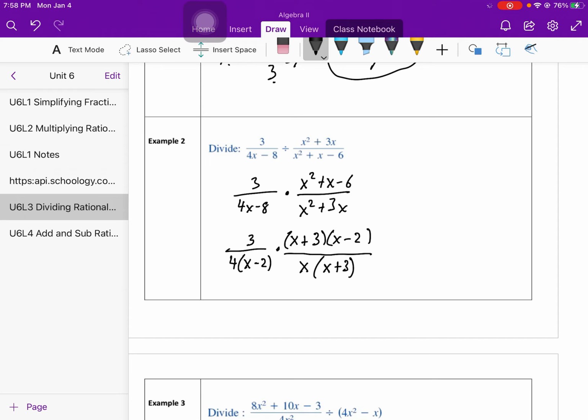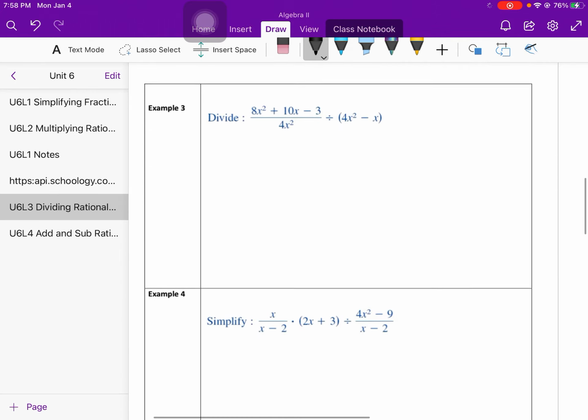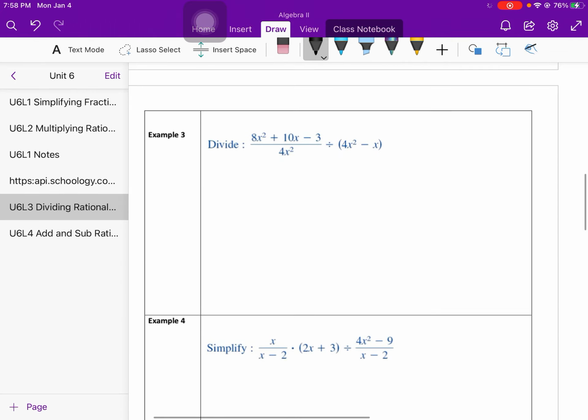So now let's see what we're going to find on the top as well as the bottom. So we see x plus 3 on the top, x plus 3 on the bottom, x minus 2, x minus 2, and then we just multiply what we have left. So we just have a 3 on the top, and then we have a 4 and an x. So we get 4x, and that is our final answer on that one. Nothing too bad. Couple more here.